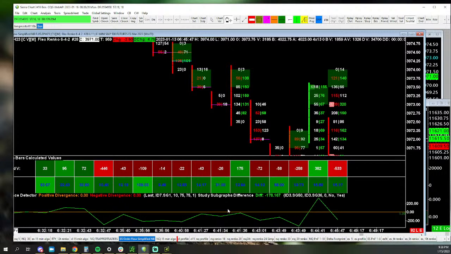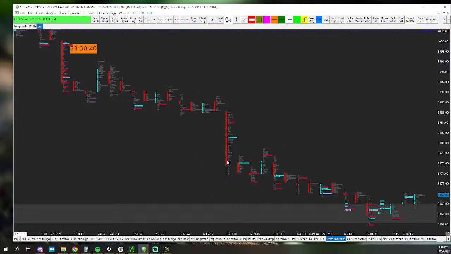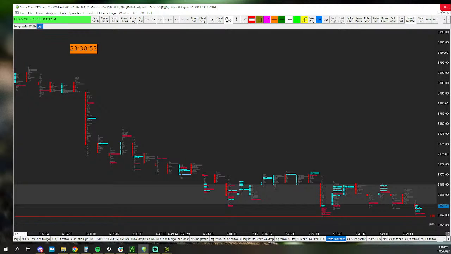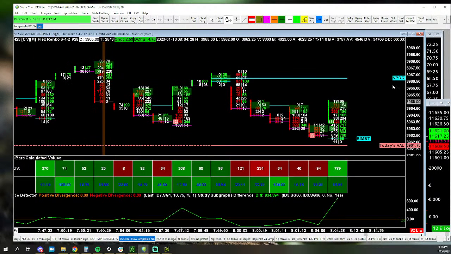Now, if you're used to the traditional footprint, something like a delta footprint, for instance, where each one of these bars maybe represents a time period, or a volume amount traded, or something like that, this is going to be slightly different. But a lot of the visual indicators that you're used to seeing on a footprint are still going to be relevant here.